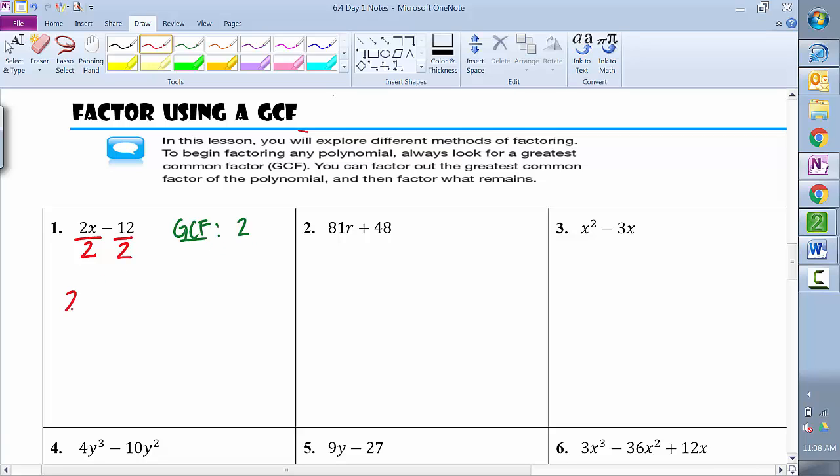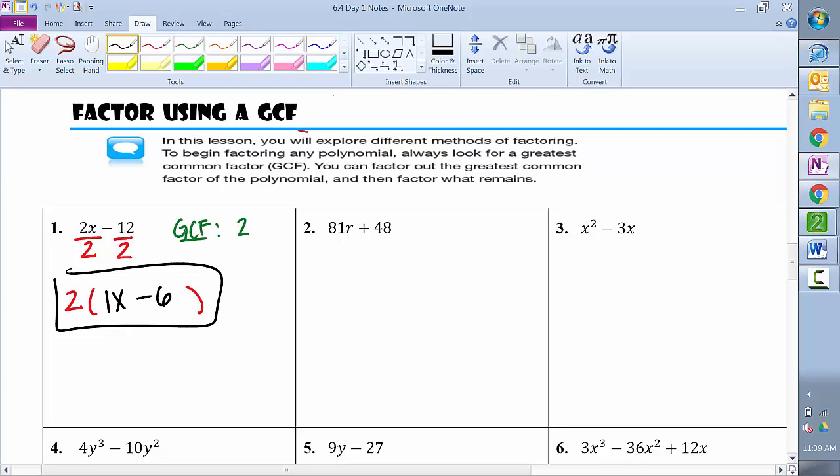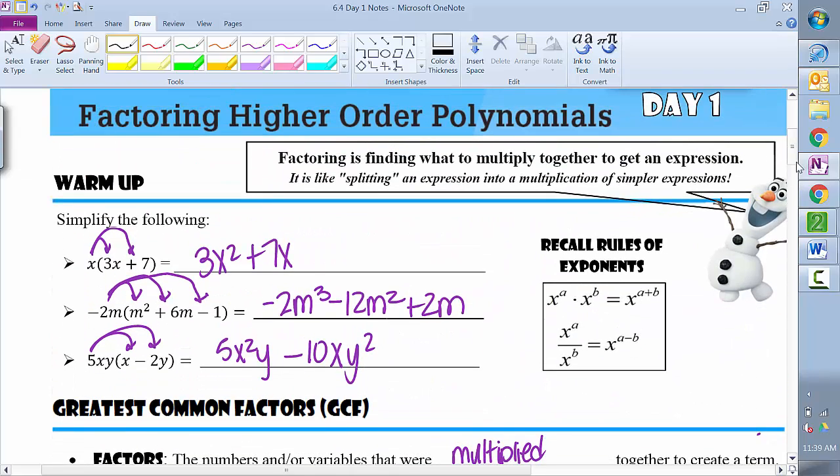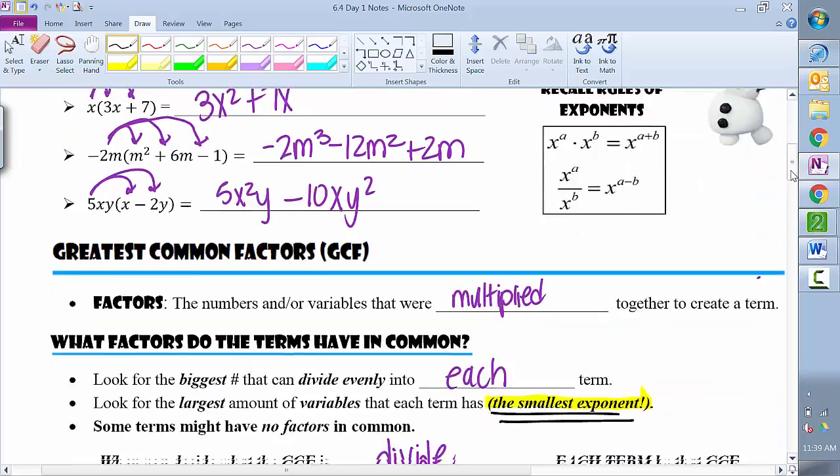We're going to take that GCF and write it on the outside. What is 2 divided by 2? Careful. 1. So 1x. What is 12 divided by 2? 6. And you're done. This is your final answer. You're just factoring out. That's what factoring is. It's the reverse. If I were to go back to the very front here, we're doing exactly what this was right here on this problem. We went from this to this. We went backwards. That's factoring. Reverse distributing.